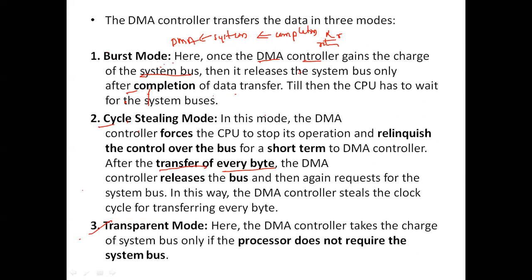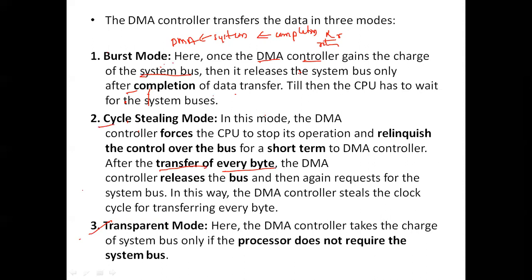Once the DMA has taken the system bus from the CPU, it will transfer 1 byte of data. After transferring 1 byte of data, it gives the system bus back to the CPU, and again it takes the system bus from the CPU. It transfers 1 byte of data and again releases, and this process continues. The DMA is stealing the clock pulses of the CPU. That's the reason we call it cycle stealing.